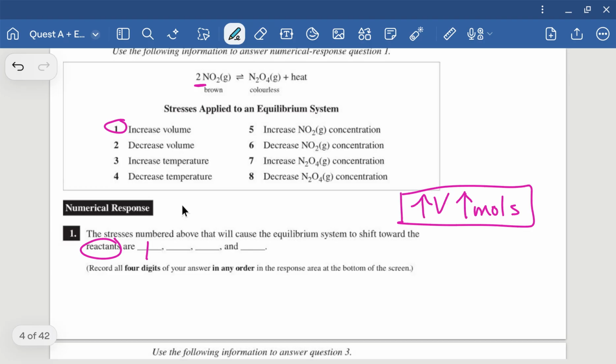Then just going through the rest, decreasing wouldn't work. If I increase the temperature, I shift away, so that would work. So number 3. Number 4 would not. If I increase NO2, I'd shift towards products, so not that one. Decrease it, I want to shift to replace it, so that would work. Number 7, increasing N2O4. Yes, if I add this in, I'm going to shift away, and then the opposite would not be true. So 1, 3, 6, 7.